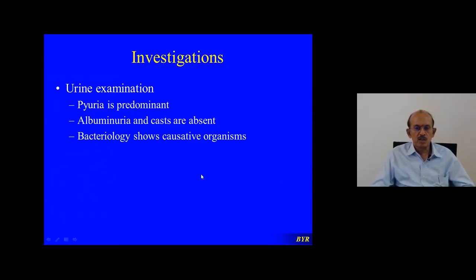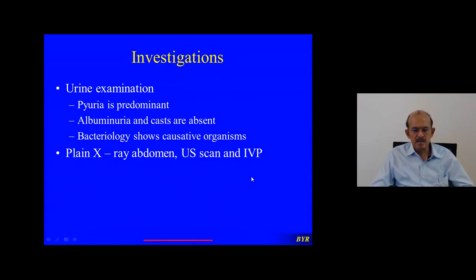Bacteriology shows causative organisms. Plain X-ray abdomen, ultrasound scan, intravenous pyelography. These three are the basic investigations for any urinary tract disease. So remember these three. Of course, in certain cases where ultrasound scan is not giving much evidence or much information, you go for a CT scan.